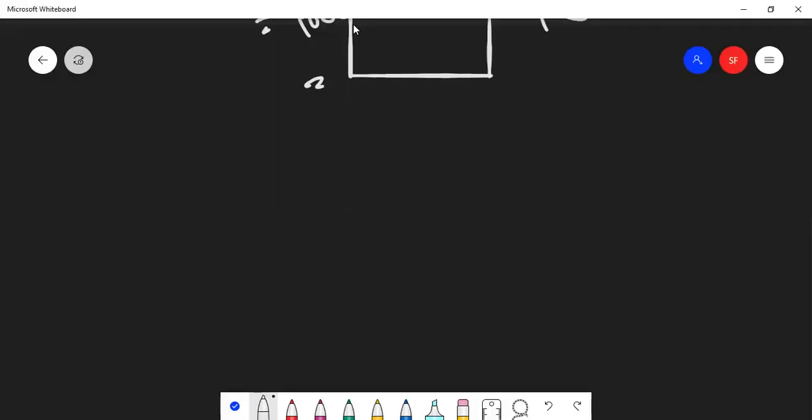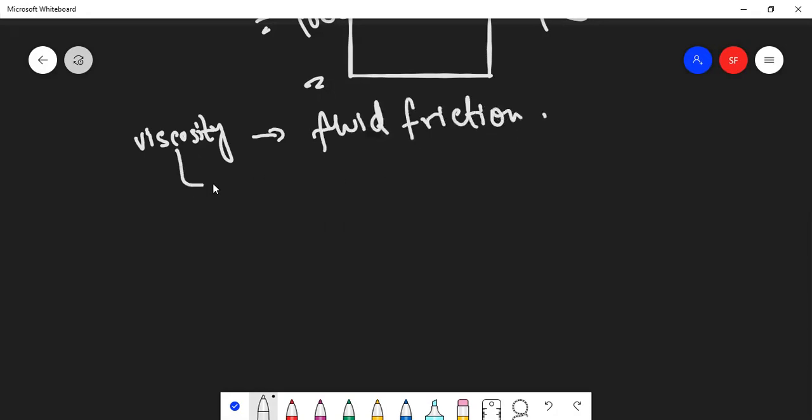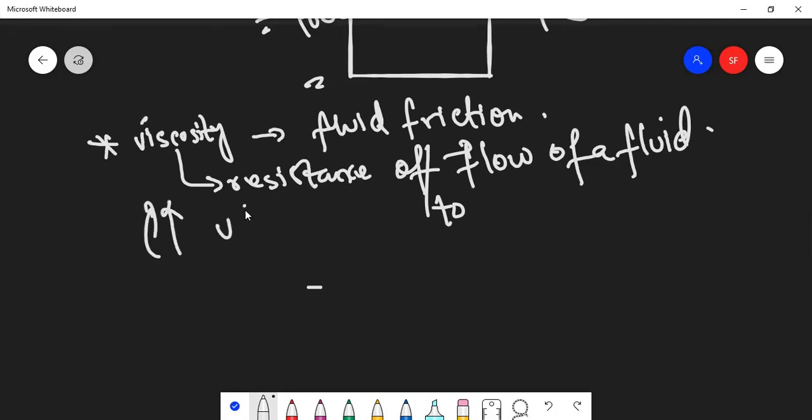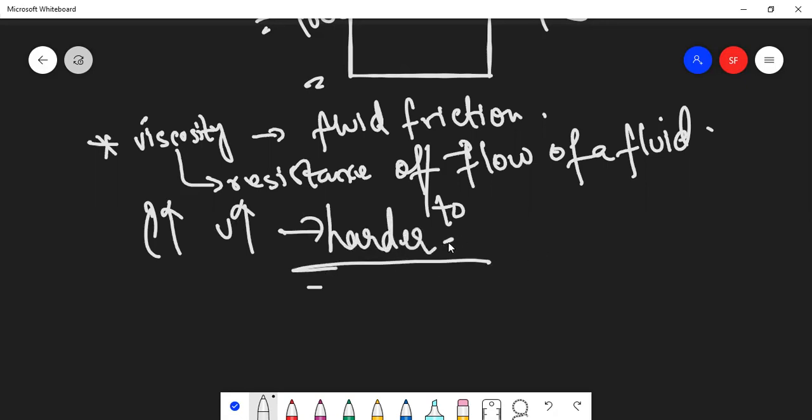Okay, so before we move on to Stokes' law, let me define what viscosity is. What is viscosity? Viscosity is also called fluid friction. It is the resistance to flow of a fluid. And it has a direct relationship with the density of the object. So the greater the density, the greater the viscosity. The more viscous that object is, the harder it is for it to flow.